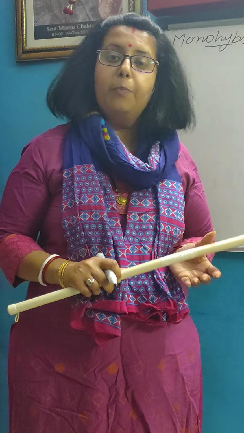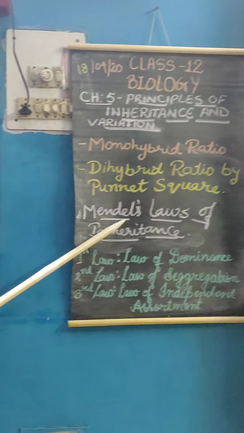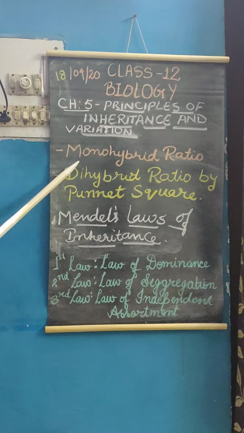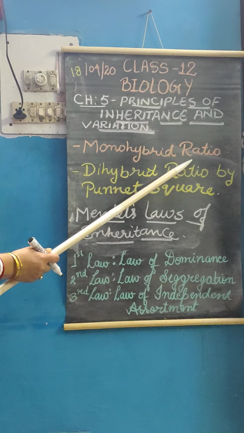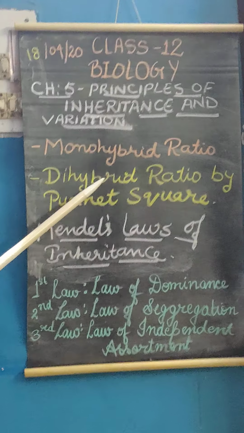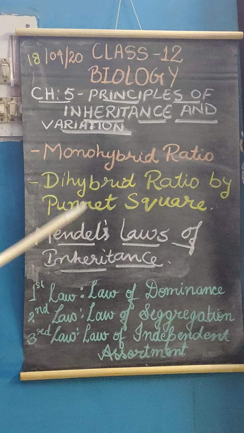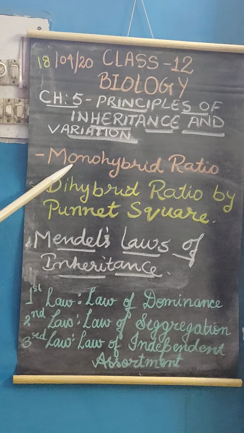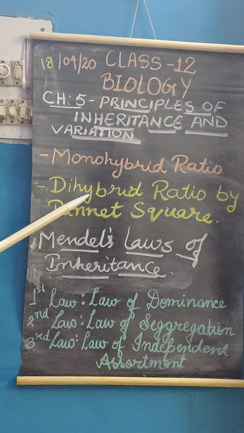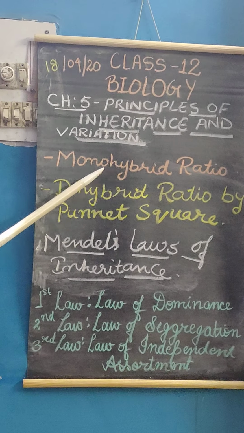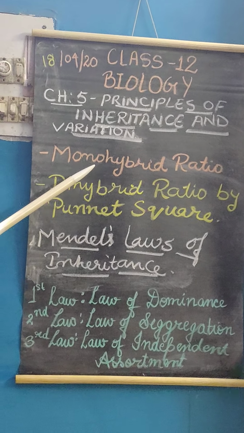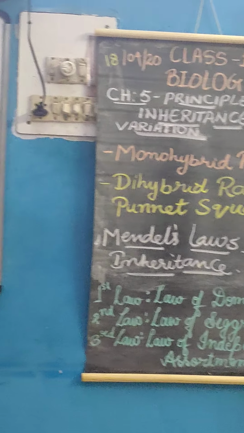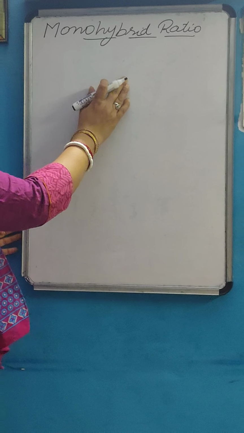So today, before proceeding to the main Mendel's laws of inheritance, like all these three laws, we have to understand what is a monohybrid ratio and a dihybrid ratio by the Punnett square method. We have already learned what is a monohybrid cross, how it is made, and what is a dihybrid cross, how it is made. Now we will learn how it proceeds in the F1 generation, and in the further generation what result we get. So now we will learn monohybrid ratio.